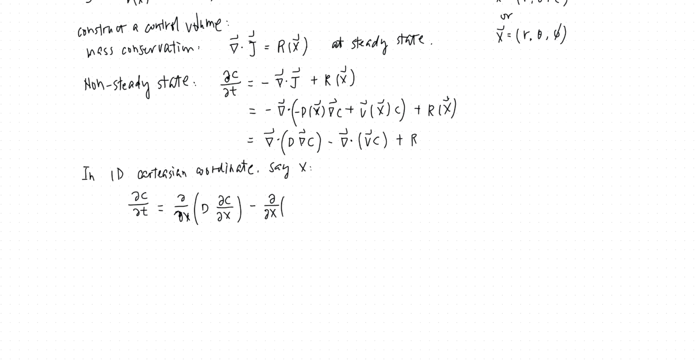Now, in 1D, let's say the velocity is only along the x direction. So we just use a single v to represent it, a scalar. Now, if d and v are constant, we have the simplified form that we have been seeing.